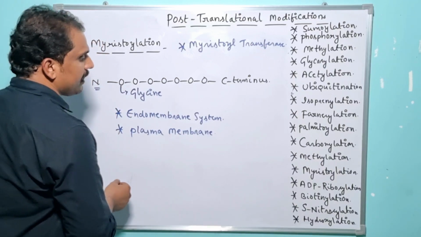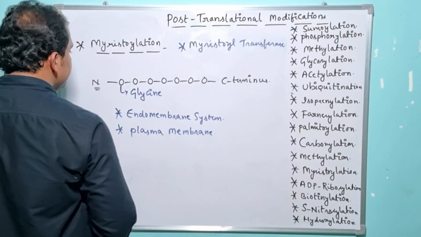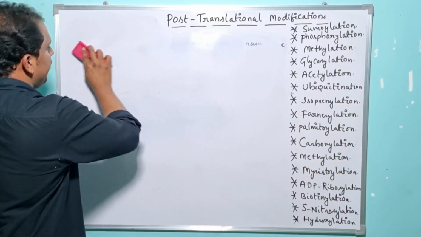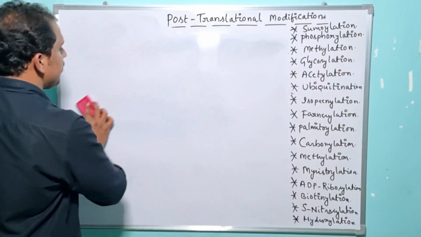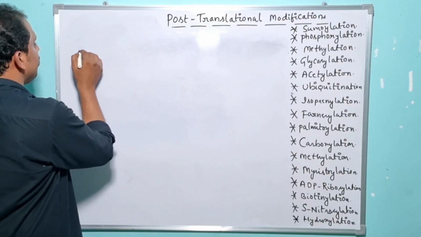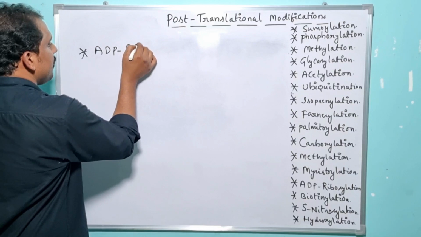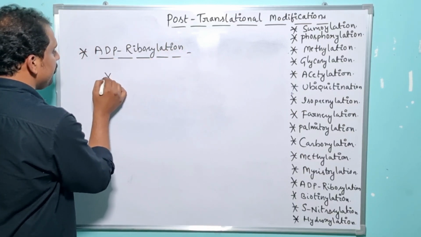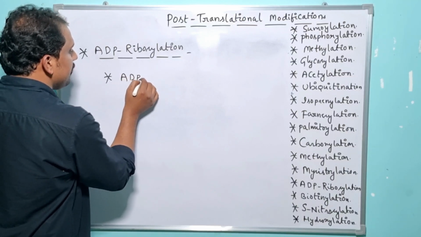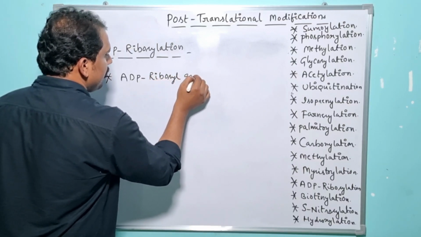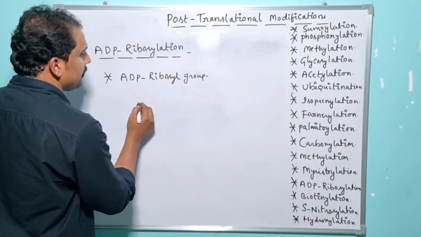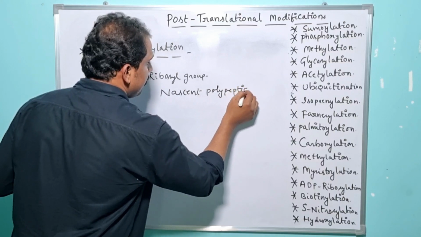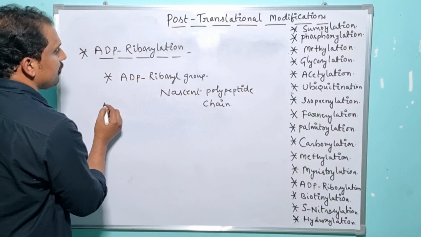And the next specialized post-translational modification is nothing but ADP ribosylation. So what exactly happens during ADP ribosylation? Let me write it here. During ADP ribosylation, the successful recruitment of the ADP ribosyl group takes place. During ADP ribosylation, the ADP ribosyl group is recruited to the nascent polypeptide chain, or the newly synthesized polypeptide chain. The ADP ribosyl group gets successfully recruited here.